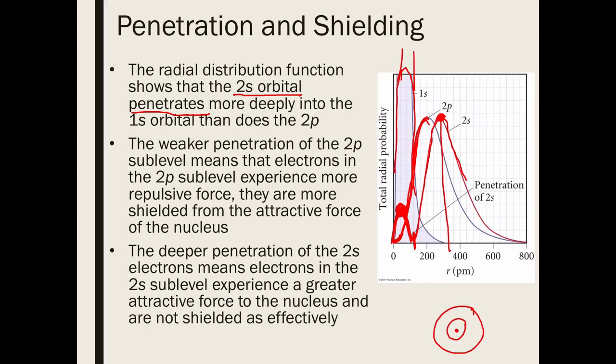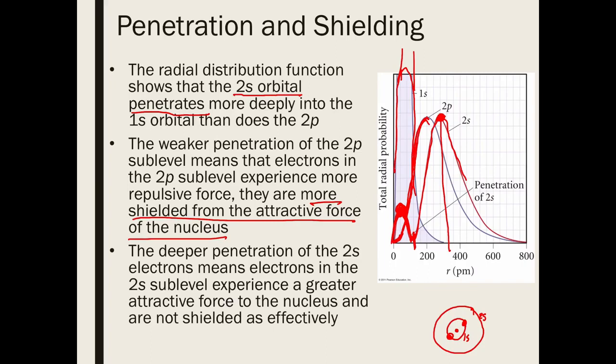They are more shielded from the attractive force of the nucleus, right? We're talking about electrons here, and electrons are attracted to protons, right? Positives and negatives attract. So the electrons in these orbitals, these 1s, 2s, 2p orbitals, are attracted to the nucleus. But think about the electrons in the 1s versus the 2s. The 2 electrons that can hang out in the 1s are very close to the nucleus. They are experiencing a large attraction to the nucleus.